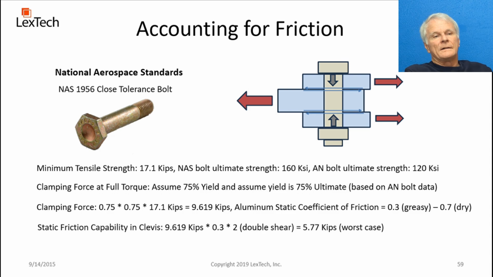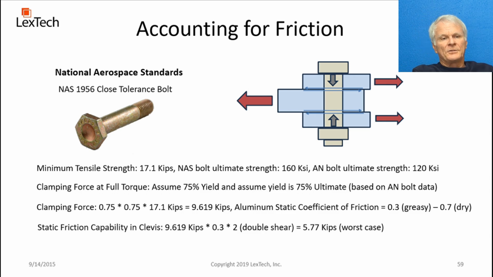Okay, finally, I wanted to talk a little bit about friction in this case, because when this airplane was put back together, I used NAS bolts, close tolerance bolts, because I knew this was going to be a critical area and I wanted to get the most life I could. So I used the NAS high strength bolt. It has a maximum tensile strength of 17.1 kips, and an AN bolt is not quite as strong, so I could torque that down pretty good.